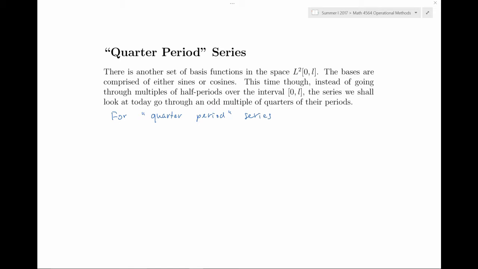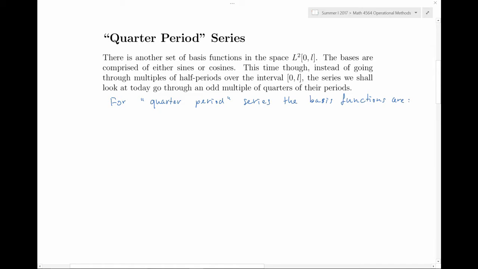The basis functions will be, for the cosine series, let's call them phi k. It's going to be cosine of (2k plus 1) pi t over 2L. And for the sine series, let's call them psi k. It's going to be sine of (2k plus 1) pi t over 2L. K will be going from 0 to infinity.